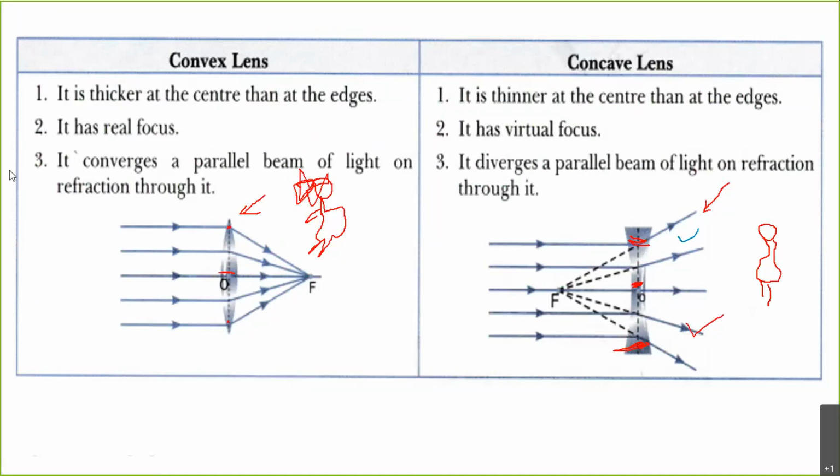So I find it easier to just remember what the surface looks like and compare it to the mirrors. So a convex lens at the surface is like a convex mirror, and a concave lens at the surface is like a concave mirror. We can talk about the focal point. We can compare our focal point. Convex lenses actually have the opposite. So for a mirror, we know it would have a virtual focus, but for a lens, it has a real focus, okay?